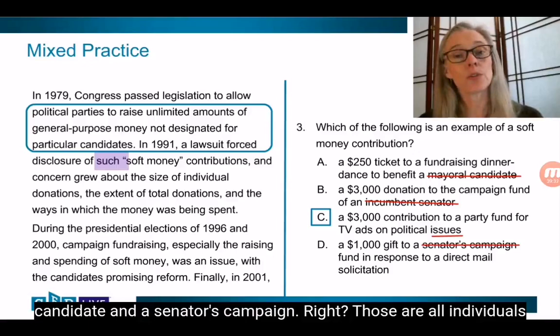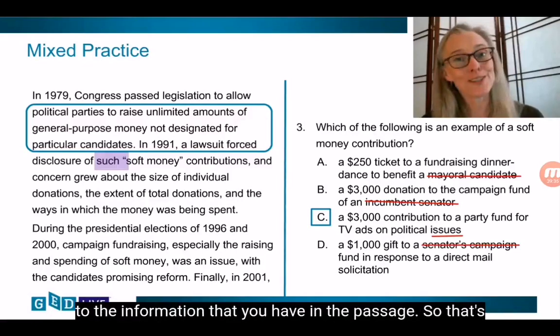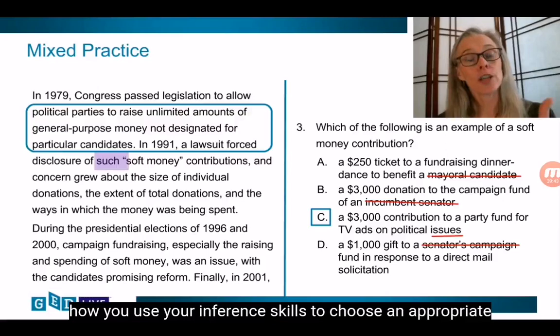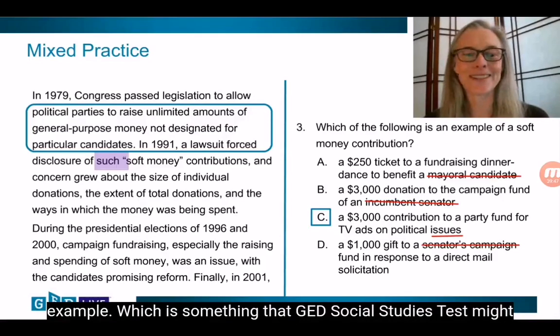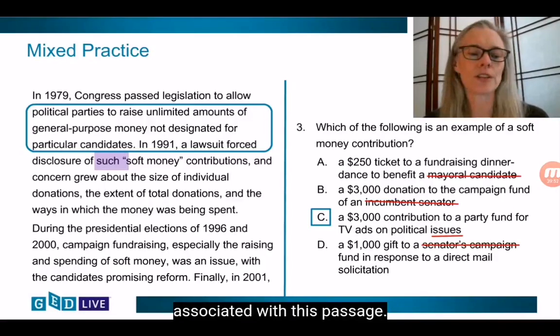Those are all individuals. Soft money would not have gone to those individuals according to the information that you have in the passage. Okay? So that's how you use your inference skills to choose an appropriate example, which is something that the GED Social Studies test might well ask you to do. Let's take a look at another question associated with this passage.